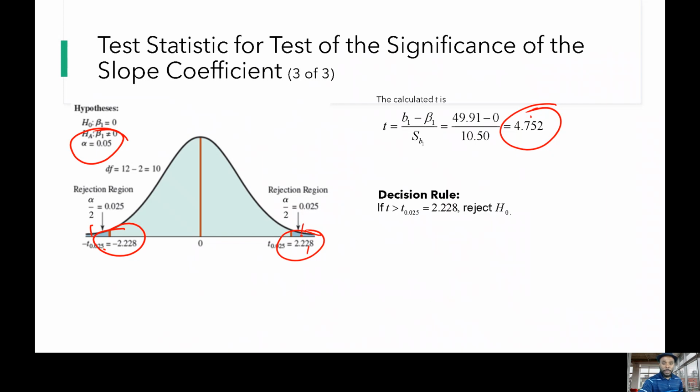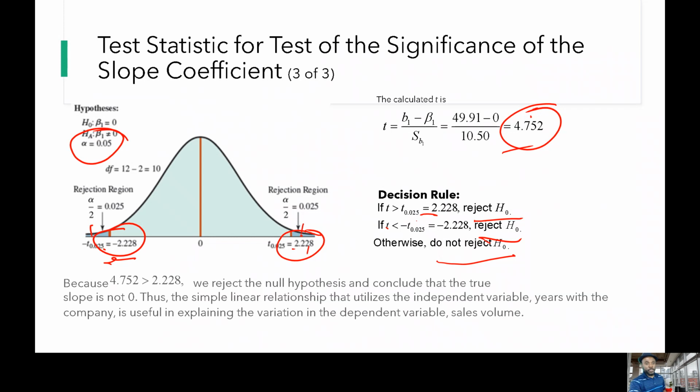Our decision would be that if our test statistic is greater than this value, we would reject the null hypothesis. Or if it's less than the negative of this value, we reject the null hypothesis. Otherwise, we fail to reject the null hypothesis. With what we have done so far, because our test statistic is greater than the critical value, we reject the null hypothesis and conclude that the true slope is not 0. That means that the simple linear regression relationship that utilizes the independent variable, years with the company, is useful in explaining the variation in the dependent variable, sales volume.